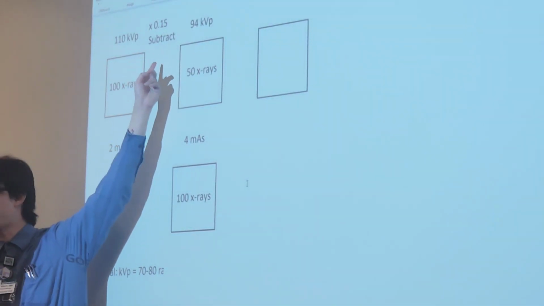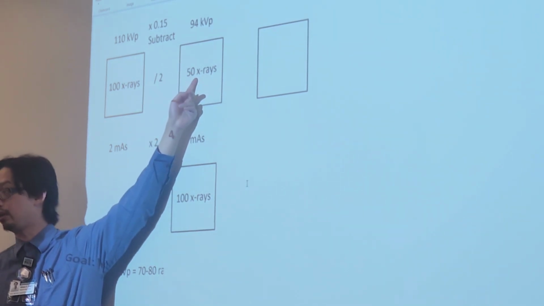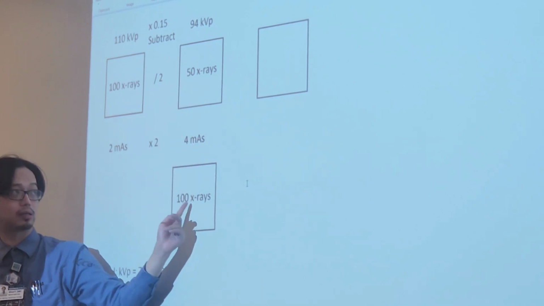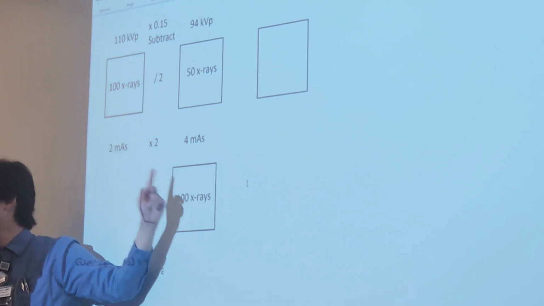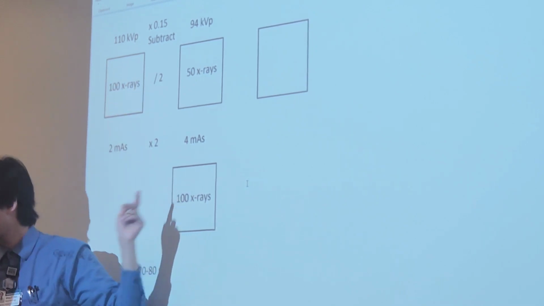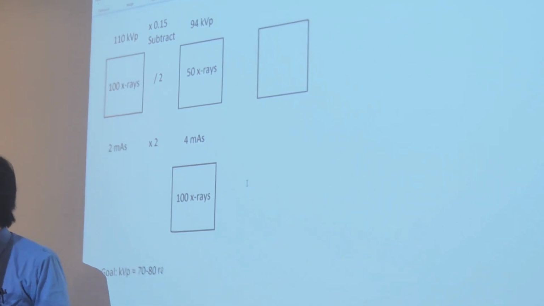We changed our kVp. We reduced the number of x-rays reaching the IR. So we raised our mAs. And we increased the number of x-rays reaching the IR. And so we maintained. Back to normal. We're maintaining our intensity. That's right. So whatever you do to one, you have to do the opposite to the other? Correct. Okay, there we go. Cool. So, just say that. Yes, okay. It's an inverse relationship.